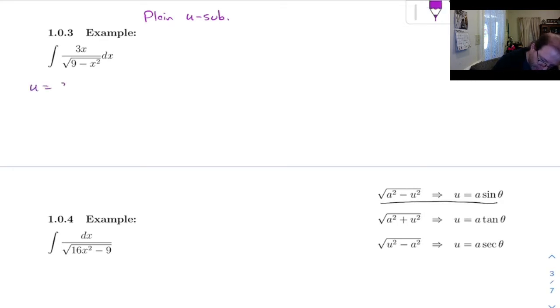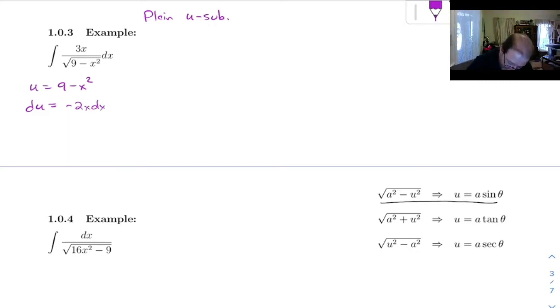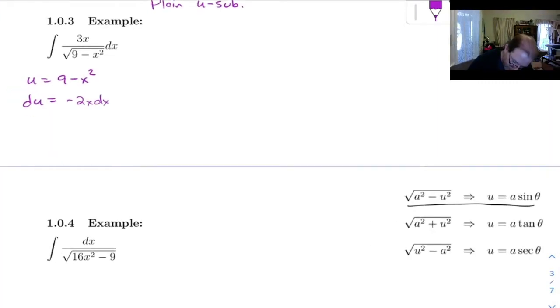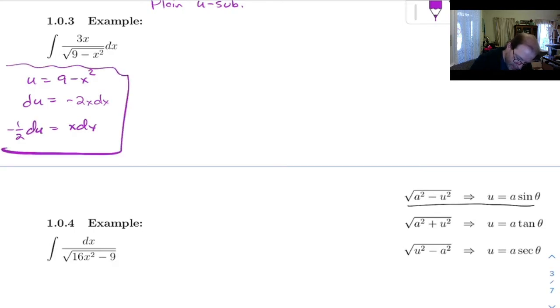You let u equal 9 minus x squared. Du then is going to be minus 2x dx. And then let's see, x dx. Going to divide both sides of this by negative 2, like that. So now I can rewrite this as 3 over square root of u. And then x dx gets replaced with minus 1/2 du.